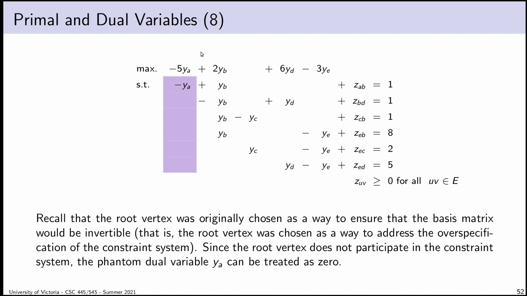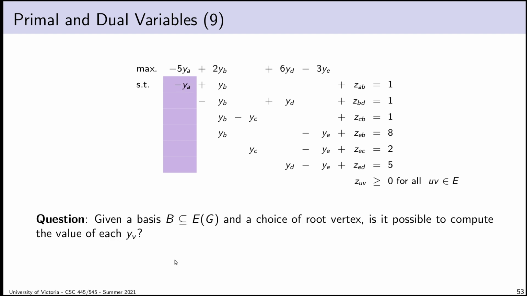Now, the reason that we chose that root vertex was to make the basis matrix invertible, and it doesn't participate in the constraint system, and so we'll just make up a phantom variable ya. That's what I just said, I guess. Okay, so I guess I got ahead of myself. And we will treat that to basically always equal 0. And I'll explain in our construction in a minute how we actually compute the dual variables, why that's actually a pretty easy step to take.